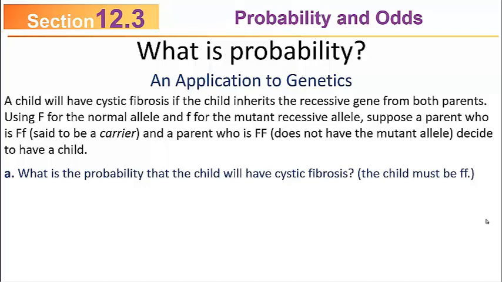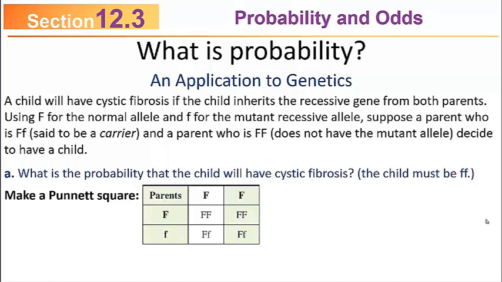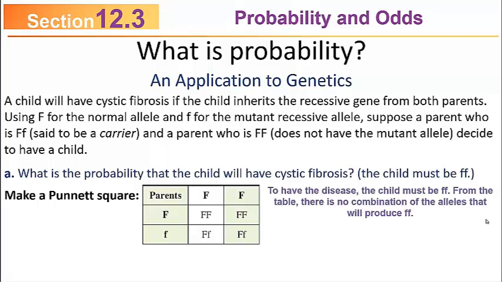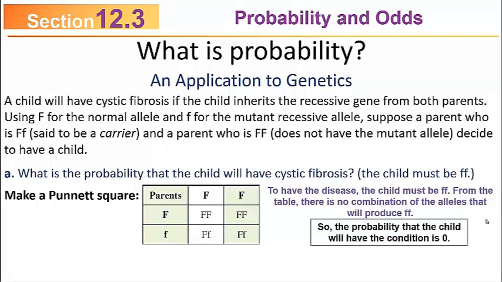Remember, it has to be little f in order to have cystic fibrosis because the normal is the dominant. So if you make a Punnett square, you'll see that when you cross everything, you get a capital F, capital F, and then you get a capital F, little f. So there aren't any little f, little f, so that means since you have to have little f, little f to have the disease, you can see that no child of those two parents will ever have cystic fibrosis. That probability would be 0. And that's simply because there are no little f, little f combinations.